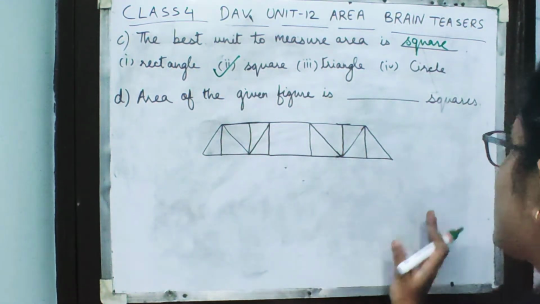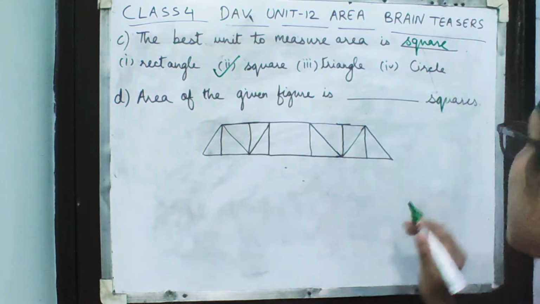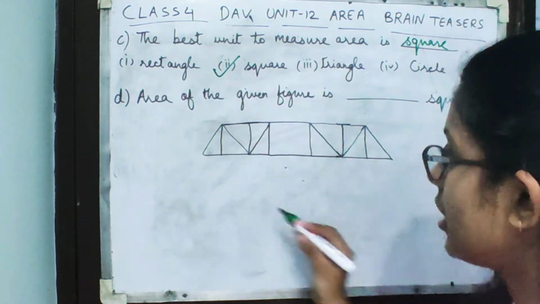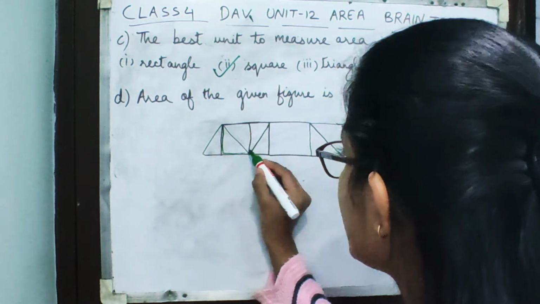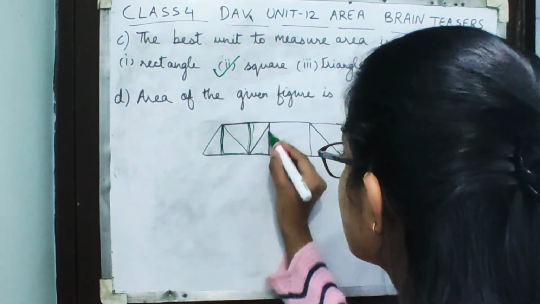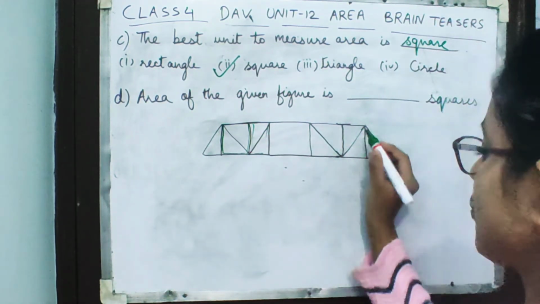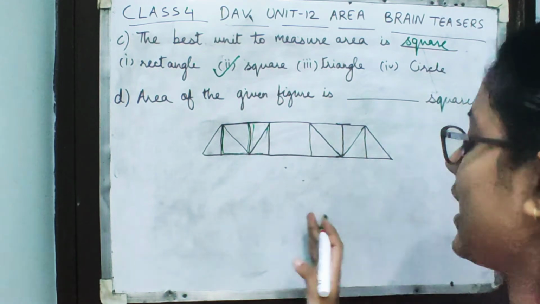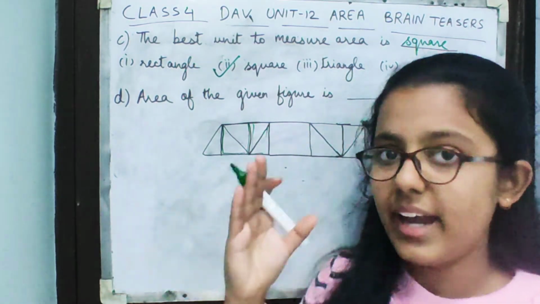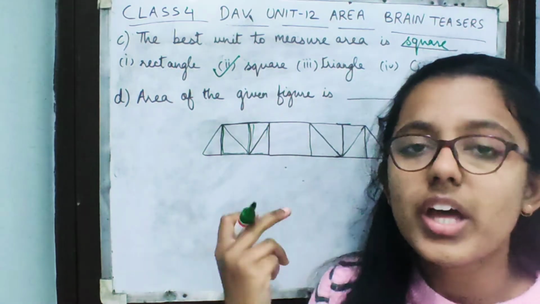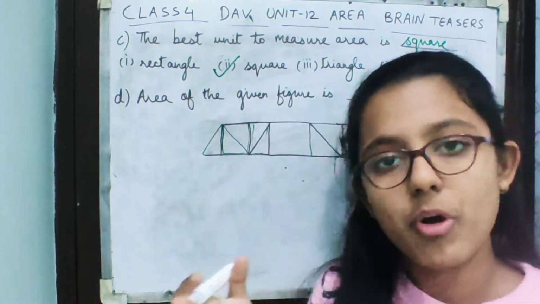So a figure is given to you and we have to find the area in terms of squares. As you can see here, one square is this one, then the second square, then the third one is full only, then this fourth square, then this fifth square. Every square is divided in half, so we can also say it's made up of triangles. When a square is divided, it is made up of triangles.